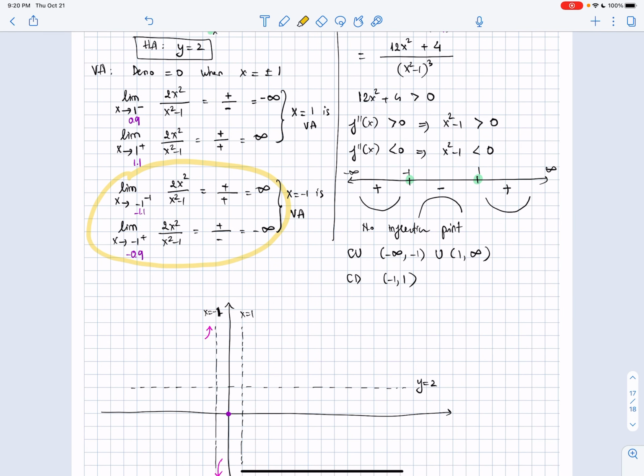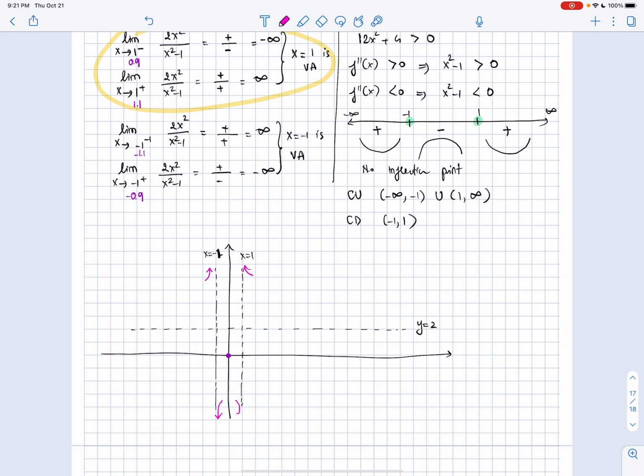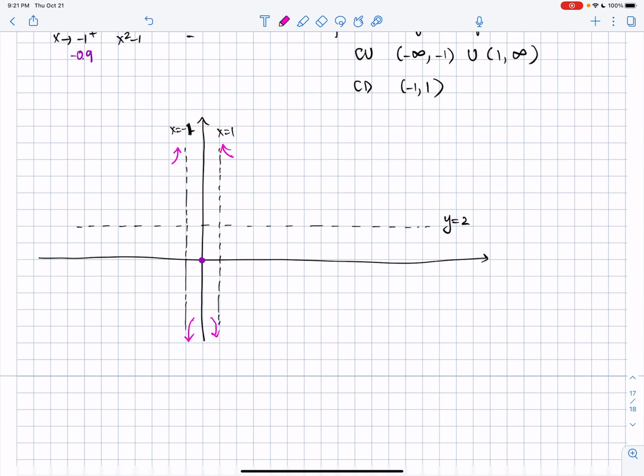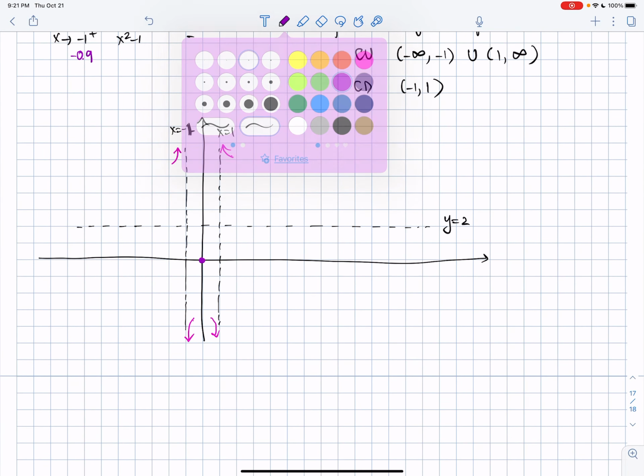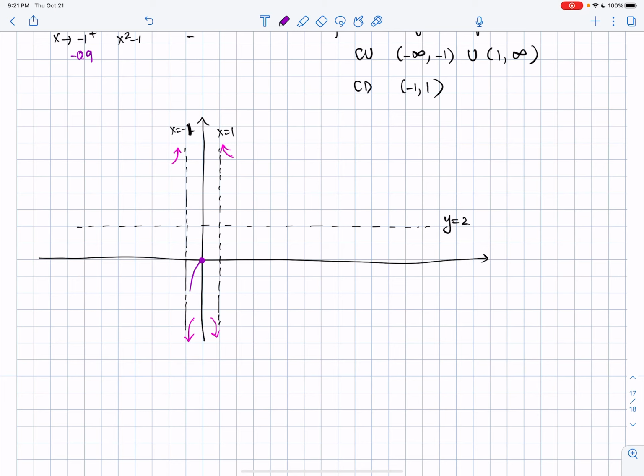Okay, so then we look at positive 1. On the right side of positive 1 it is positive. So this is the right side, right side is here, okay? And then the left side is negative. So now you can connect this point, and then you can make it like this, because this is the local max, right?